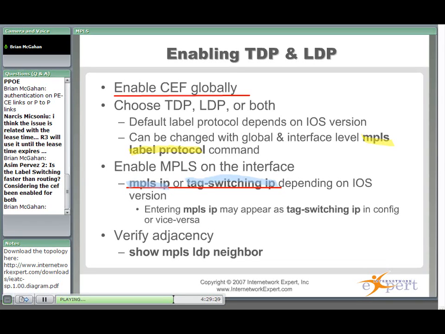Now the defaults, you have to be careful because it depends on the IOS version. So you'll see some inconsistencies. When we look at this on the command line, we'll see it's different on the 7200s versus the 2600s versus the 3600s and versus the 3800s. So it depends on the platform and the specific version of code that you're running. Most of the new versions will have LDP as the default. Some of the different versions will have TDP as the default. You can change that globally with the mpls label protocol. So this should really be your first consideration when you set up MPLS: what is the label protocol I'm using?